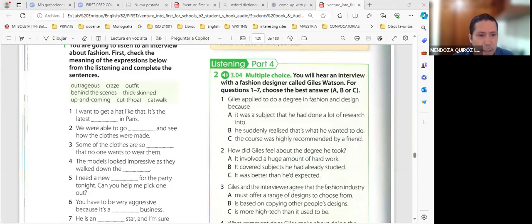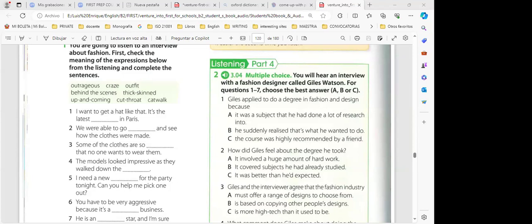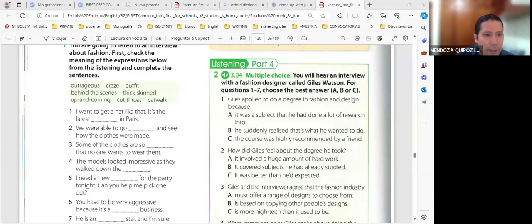All right. Number 1, volunteer for number 1. Let me see, Dalma. I want to get a hat like that. It's the latest up and coming in Paris. Is the latest up and coming, no? Nice. Is the latest up and coming.